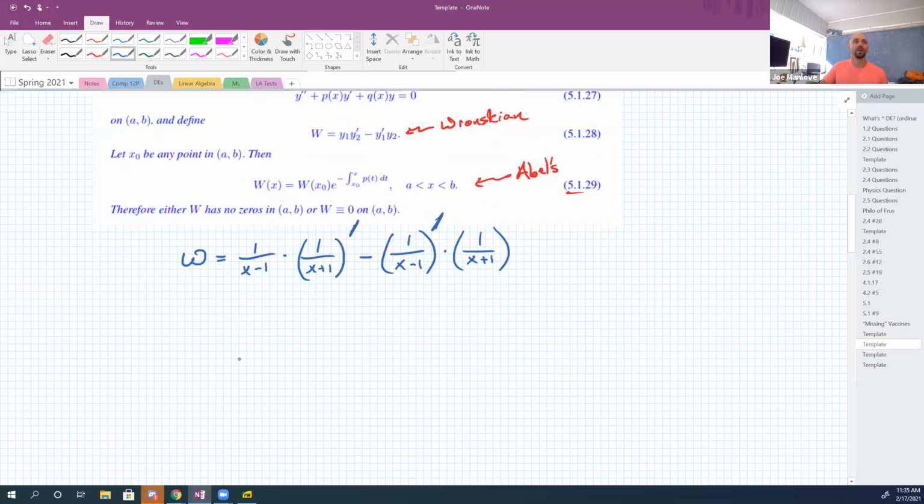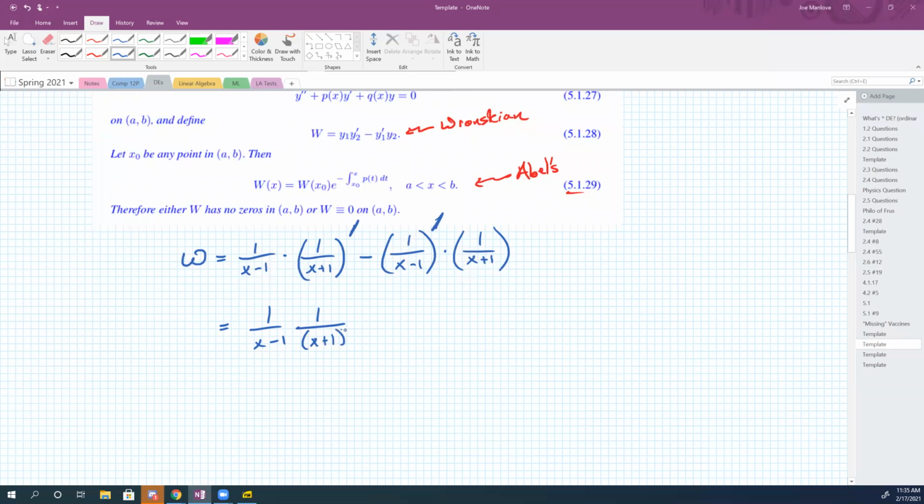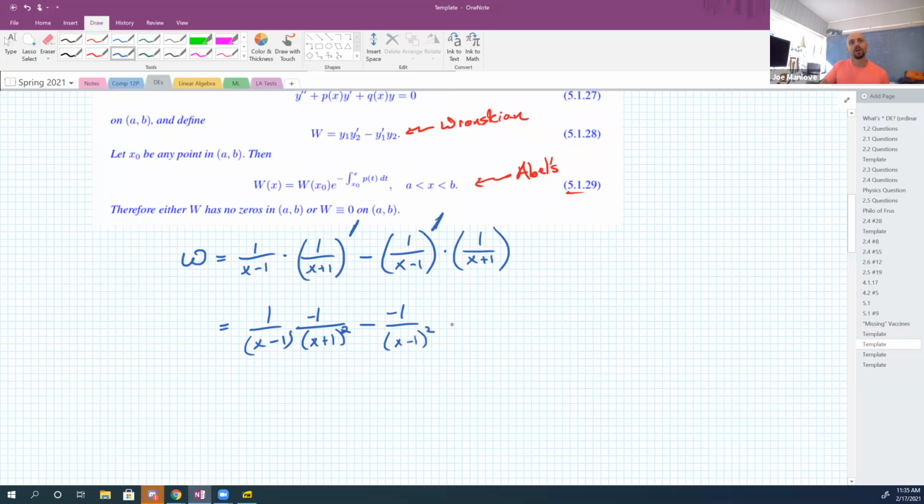Okay, so let's go ahead and plug those in. We're going to get 1 over x minus 1, and then this thing's derivative is going to be negative 1 over x plus 1 squared. So I need a negative 1, and then that thing's squared. And then I need a minus, and I've got a negative again, x minus 1 squared, and then I have a times 1 over x plus 1 again. Okay, so let's see. Those are going to make this a plus.